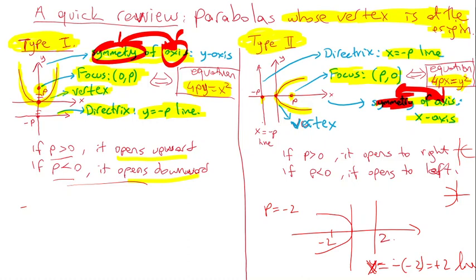This is clear from the picture, right? If this is minus 2, this is 2. And what is its equation? It will be 4 times negative 2 times x equals y squared. You can put p here, so this will be negative 8x equals y squared. Okay, this is another example for it.